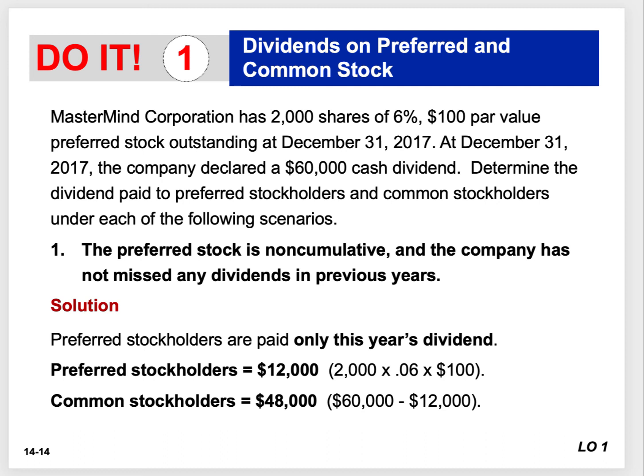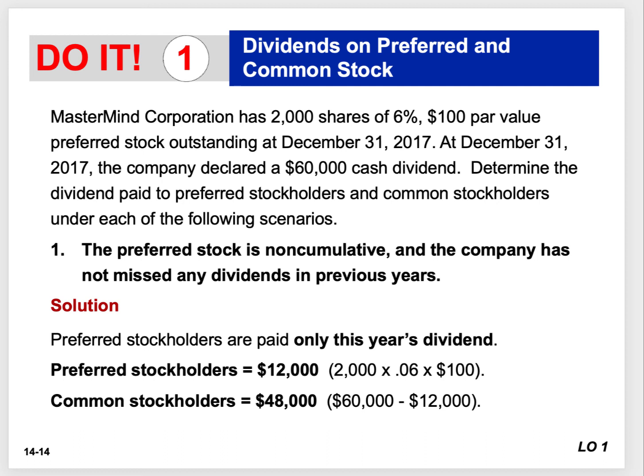The first scenario says the preferred stock is non-cumulative. The company has not missed any dividend payments in previous years. Well, okay. So we only have to focus on the preferred shareholders being paid for this year's dividends. How do we do that? Well, it's easy. Preferred stockholders get 12 grand of this $60,000 dividend. How do I know that?